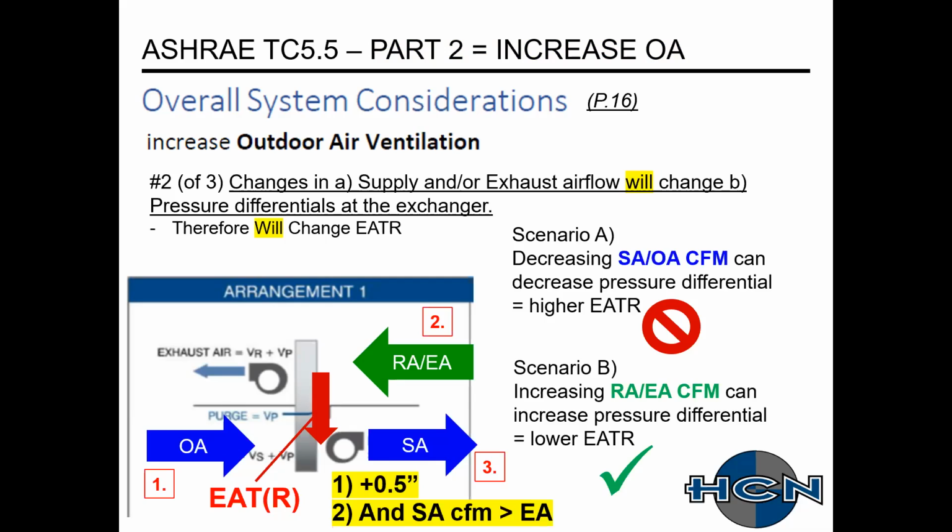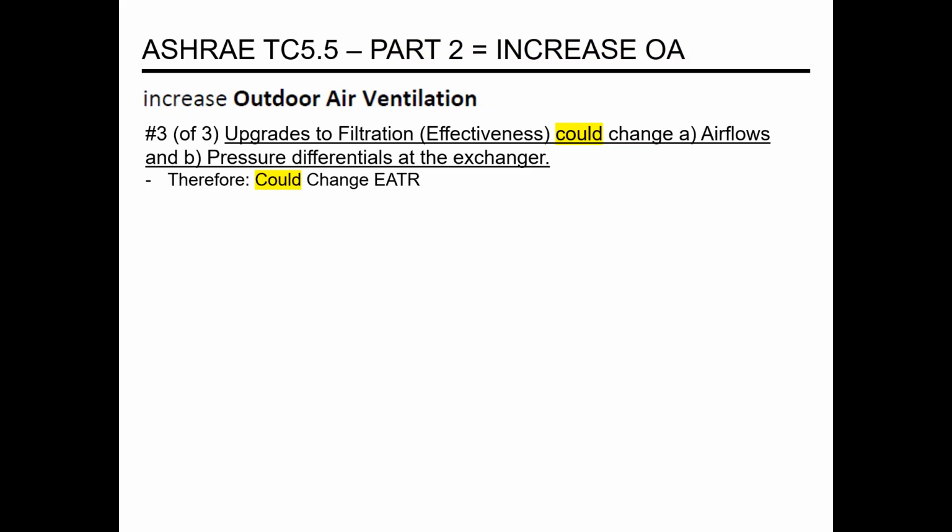And then another scenario would be if you increase your green airflow, which is your return air, exhaust air CFM, you'll increase your pressure differential, and then you would have a lower exhaust air transfer ratio, which is something we want to try to achieve, all right?